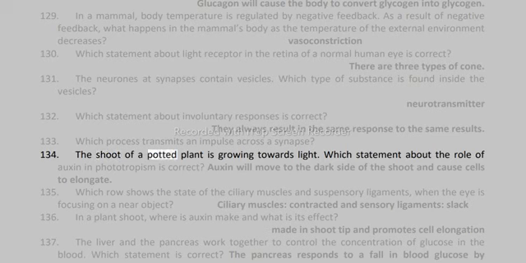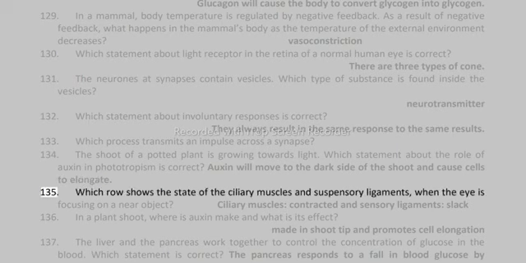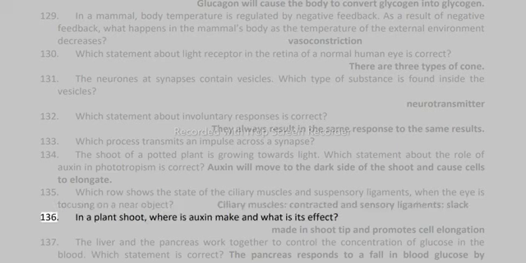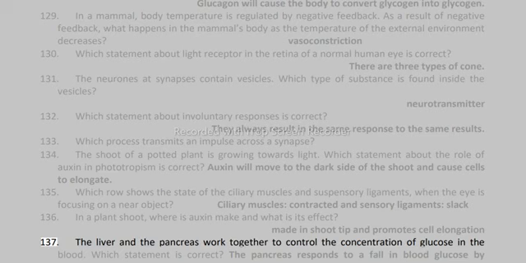134. The shoot of a potted plant is growing towards light. Which statement about the role of auxin in phototropism is correct? Auxin will move to the dark side of the shoot and cause cells to elongate. 135. Which row shows the state of the ciliary muscles and suspensory ligaments when the eye is focusing on a near object? Ciliary muscles contracted, and suspensory ligaments slack. 136. In a plant shoot, where is auxin made and what is its effect? Made in shoot tip and promotes cell elongation.